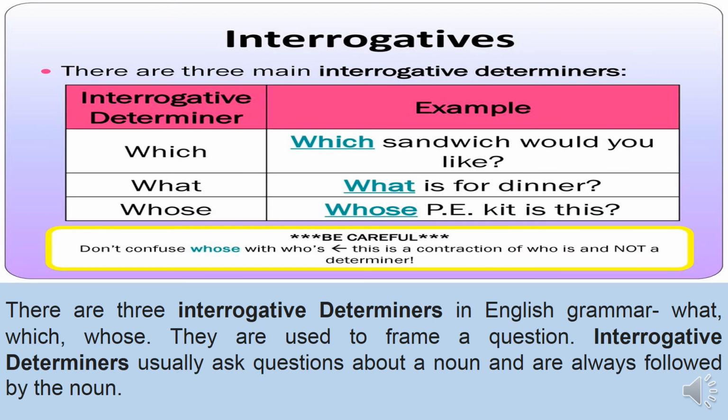Next one is interrogatives. These are the determiners which are used to frame questions. The main three determiners here are which, what and whose. We have to be very careful with whose, which is the interrogative determiner. Who apostrophe s is a contraction of who is and not a determiner. So be careful with this. Whose is the determiner. Who apostrophe s is a contraction of who is.